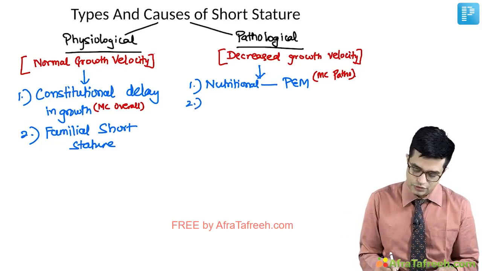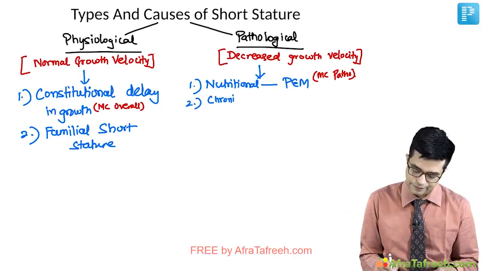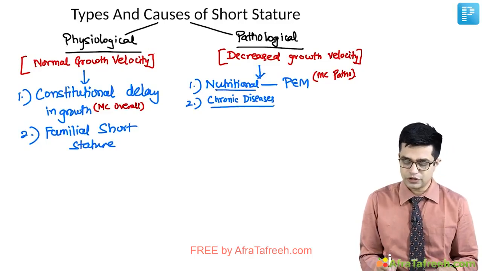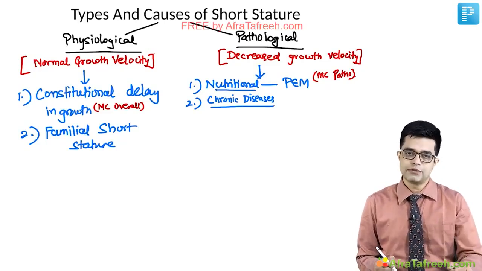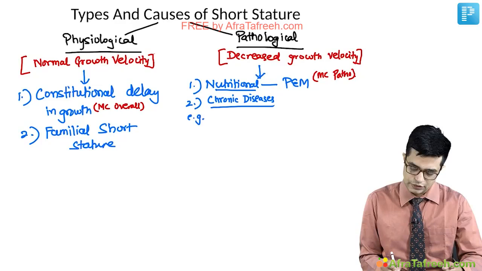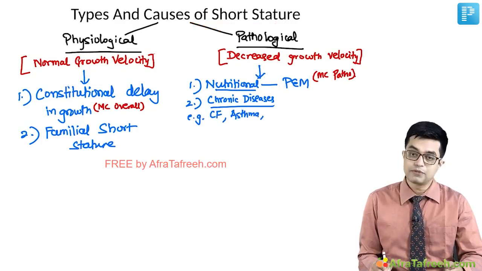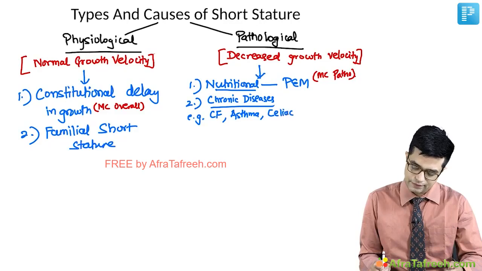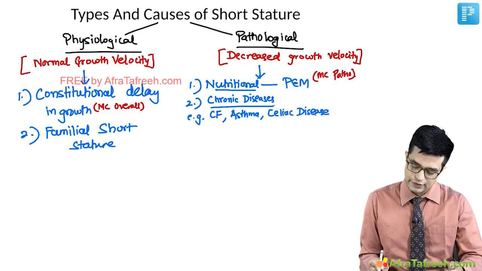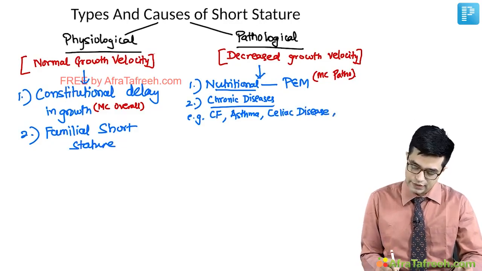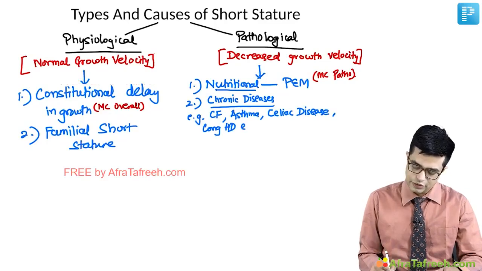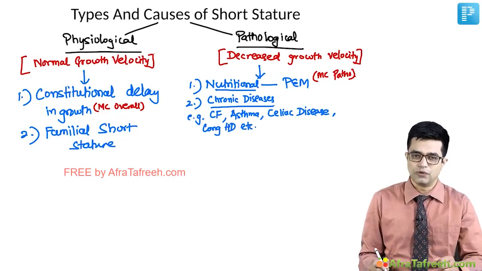Second, it can be due to chronic diseases. Chronic diseases, again very common cause of pathological short stature. There can be multiple chronic diseases which can cause short stature in children. For example, you may have cystic fibrosis. The child may be having severe asthma. There may be malabsorptive symptoms like celiac disease. The child may be having problems like congenital heart diseases, etc. There is a huge list you can write. You can be as creative as you want.